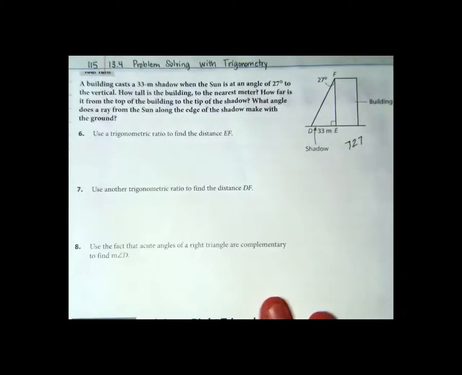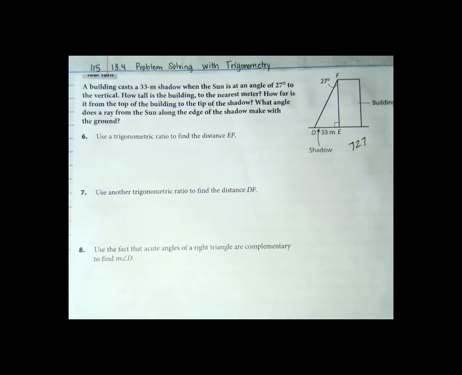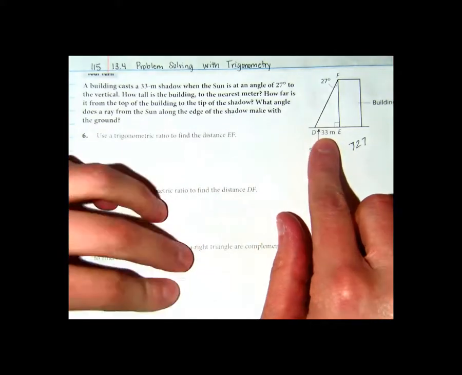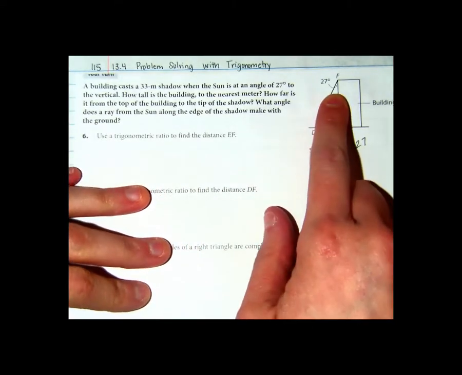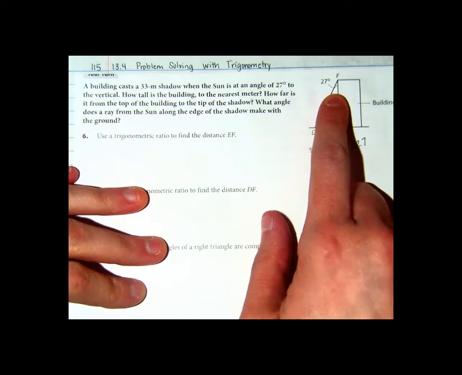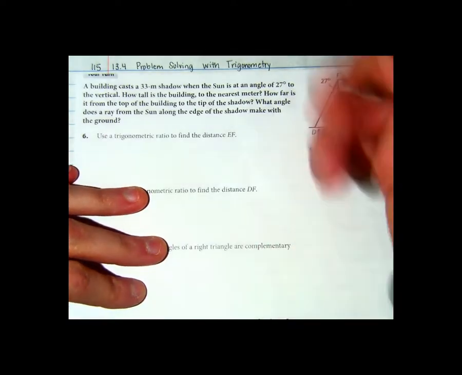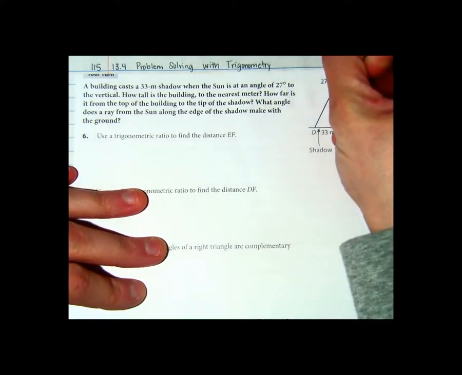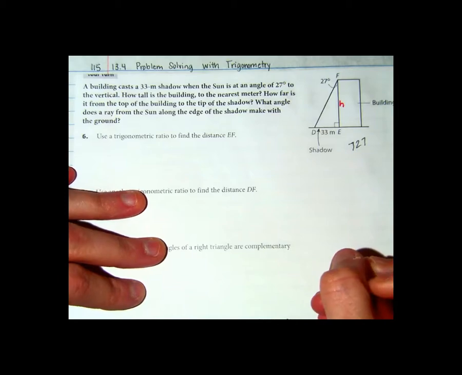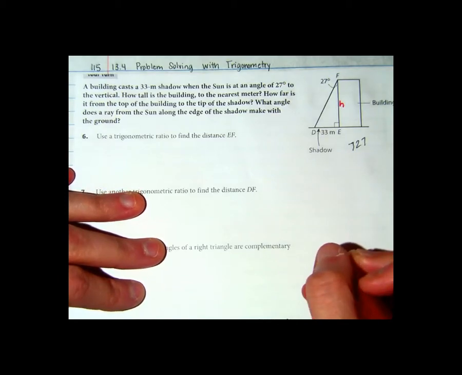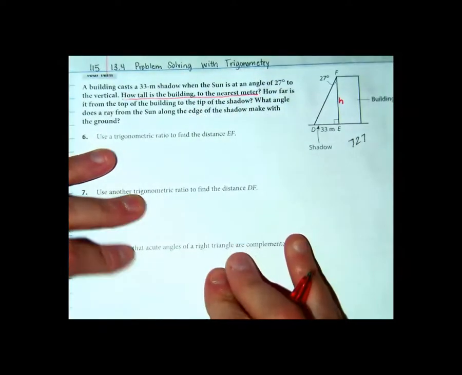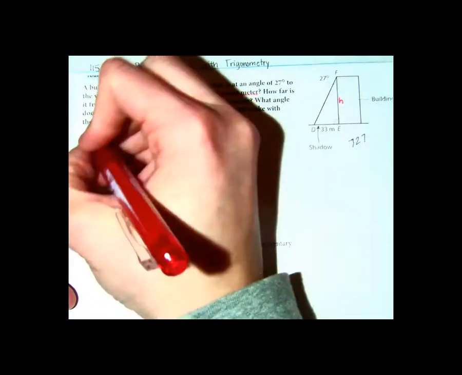Alright, so this is a review. We have a building that casts a 33-meter shadow when the sun is at an angle of 27 degrees. How tall is the building? So we want to know the height of this building right here. I'm going to call it H. They call it EF. We can call it whatever we need to. We need to find that to the nearest meter. We're going to answer this first question before we continue to read. How tall is the building to the nearest meter? That's what number 6 is.